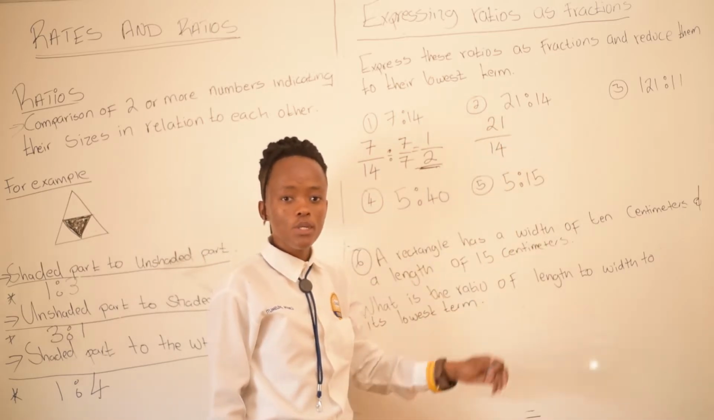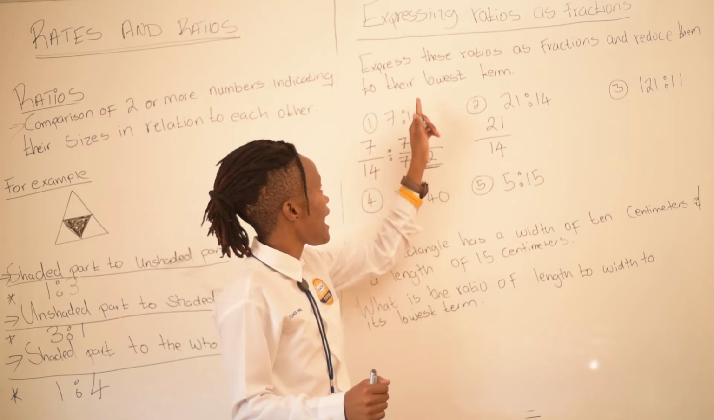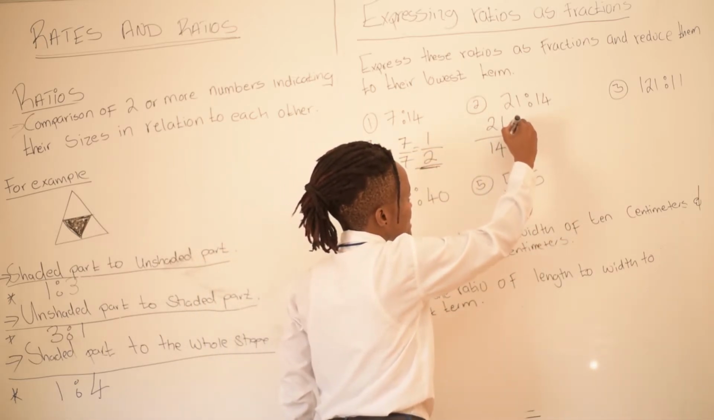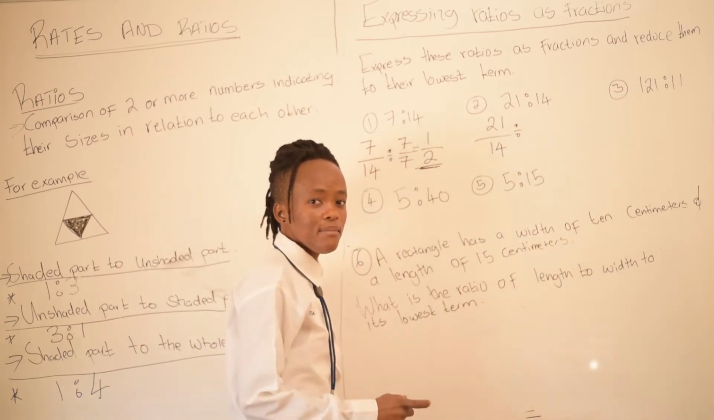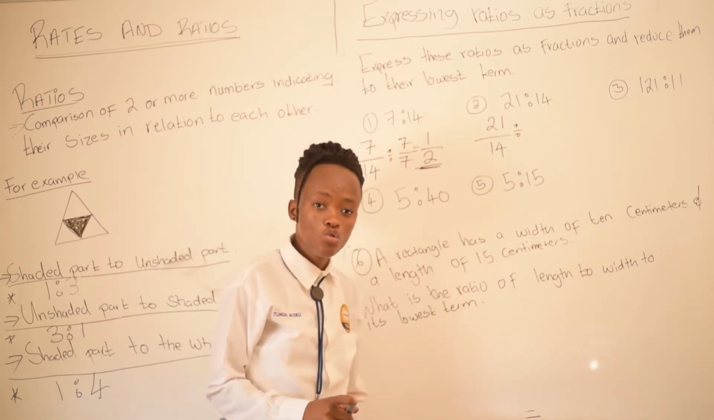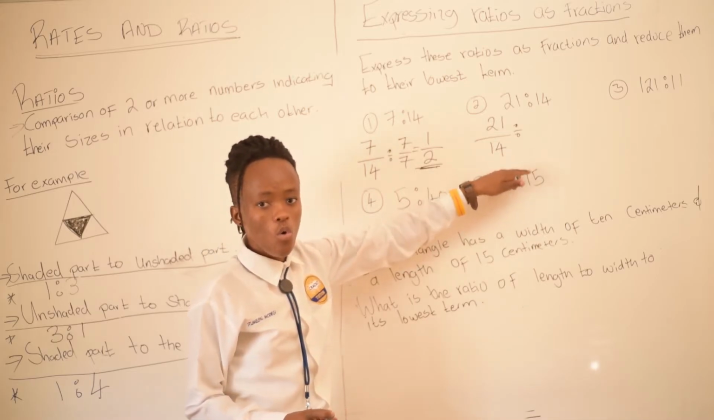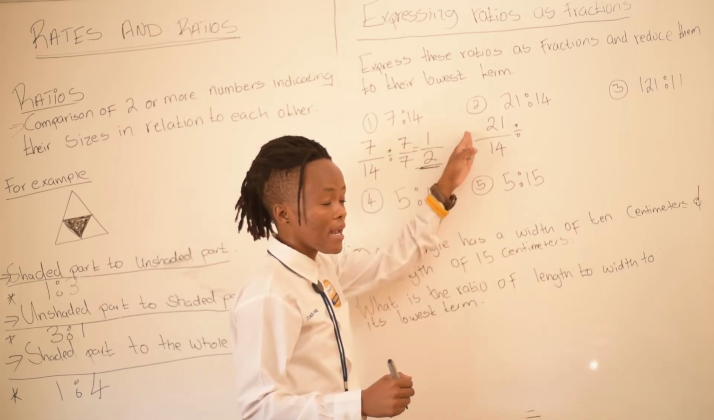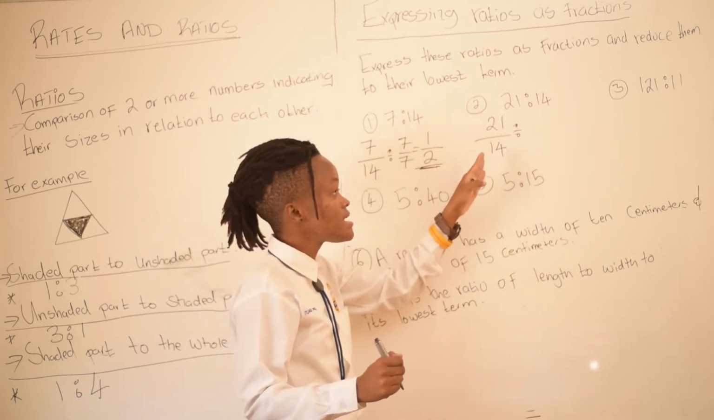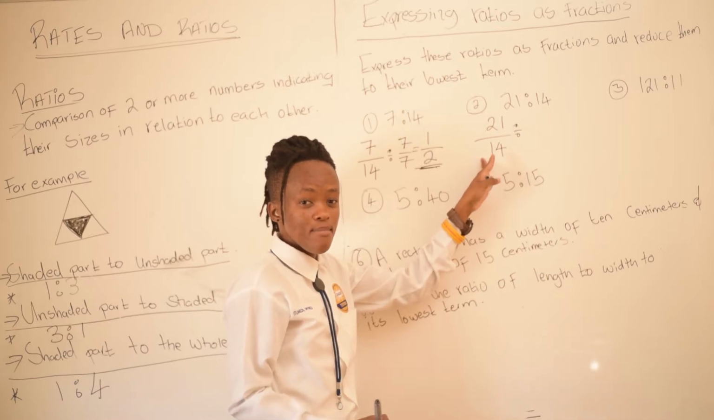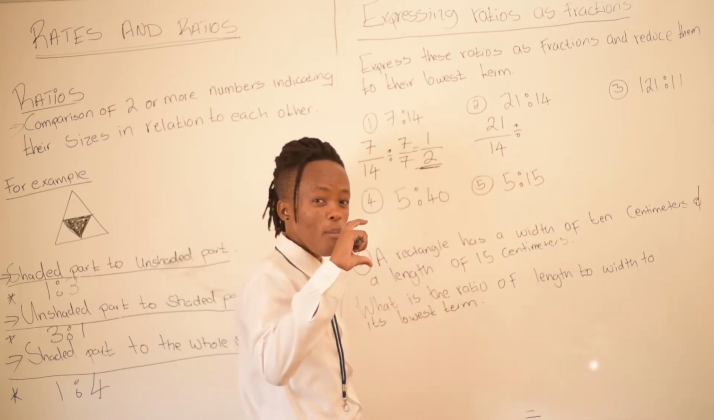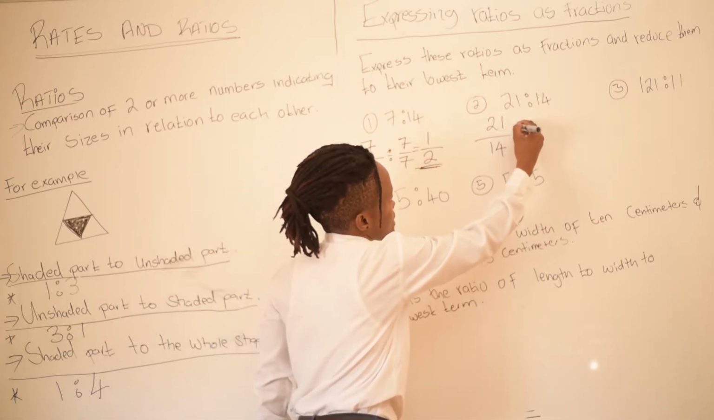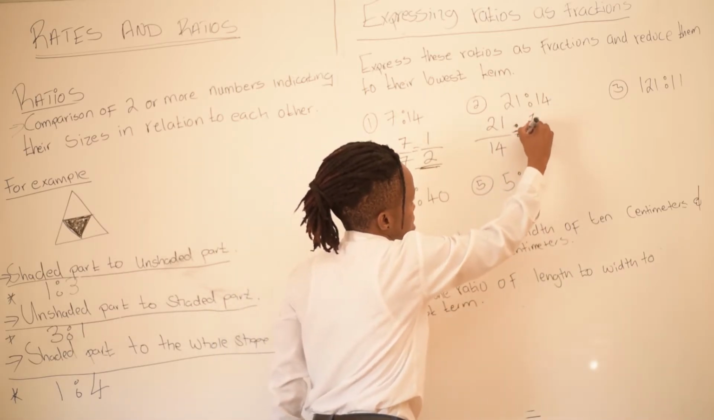So the next step, what do? We reduce them to their lowest term. So we find a number that can get into 21 and at the same time that number can get into 14. So what's that number? Like I said, you have to find factors of 21, numbers that can get into 21, factors of 14, numbers that can get into 14, and the common one becomes the one we use here. So let's use 7.